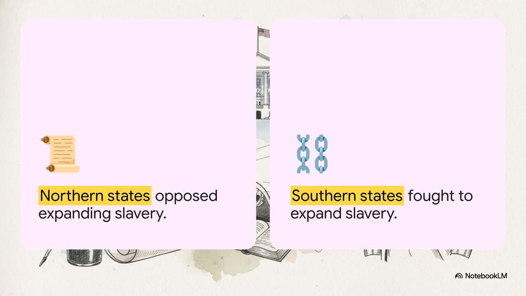The absolute core of this growing national fracture was a deep, unresolvable disagreement over whether slavery would be allowed to expand into all these newly acquired American territories. It's like a powder keg, and the stage was perfectly set for an inevitable crisis.